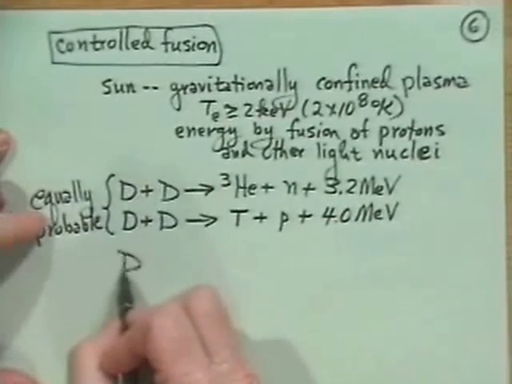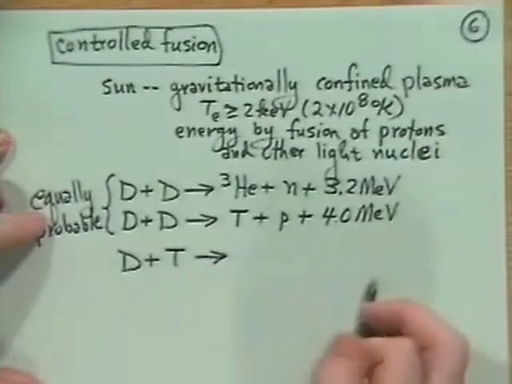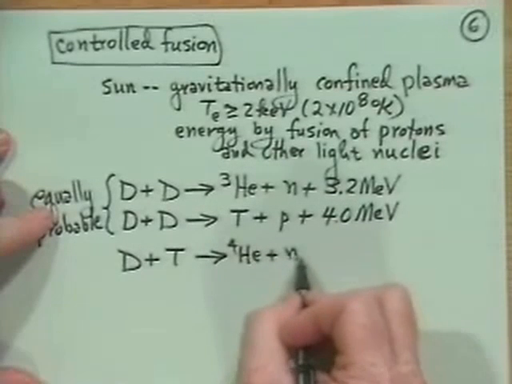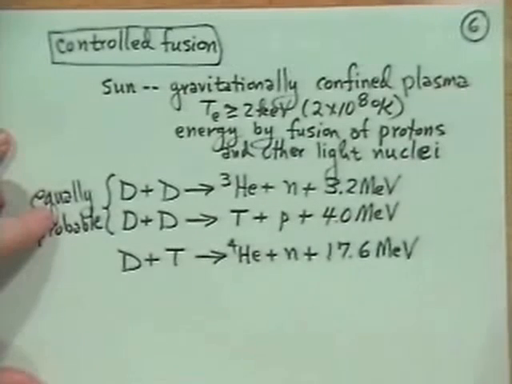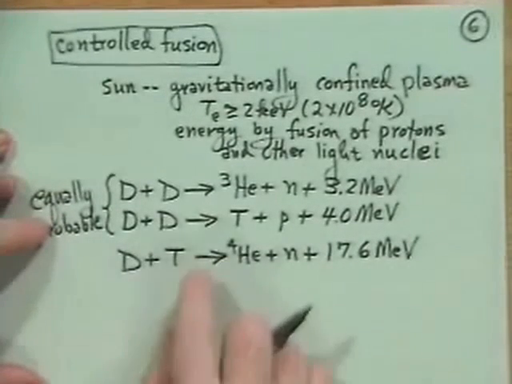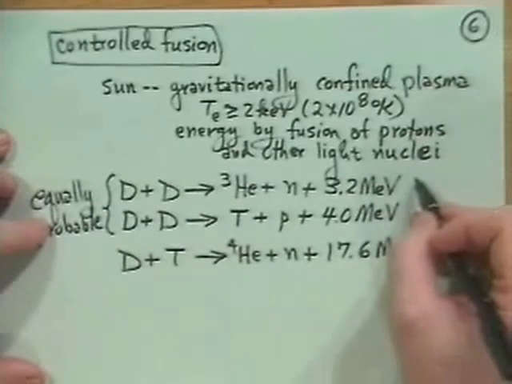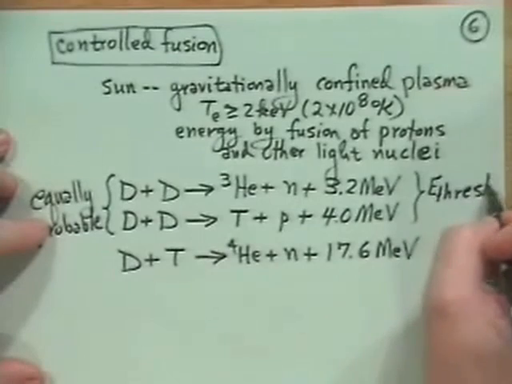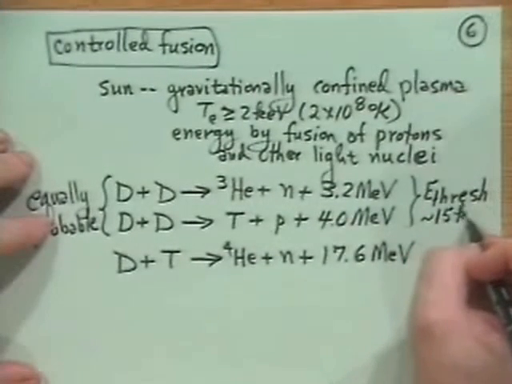And then the other reaction is if you find some way to produce tritium, then you have deuterium plus tritium goes to helium 4 plus a neutron plus 17.6 MeV. So these are all exothermic reactions, which is nice. You produce net energy. The trouble is that they have a threshold energy, which is on the order of 15 kilo electron volts.